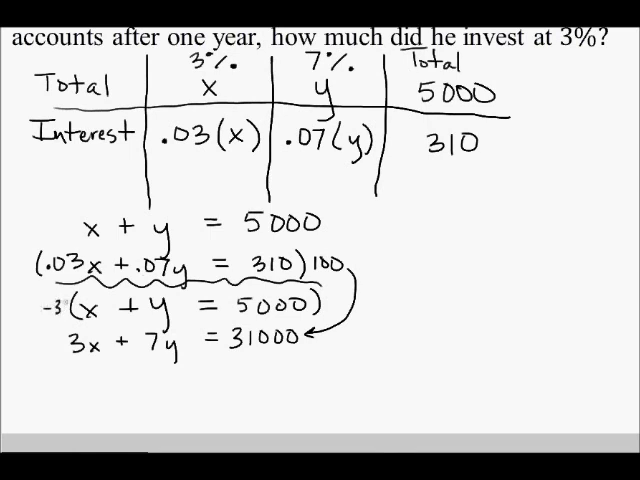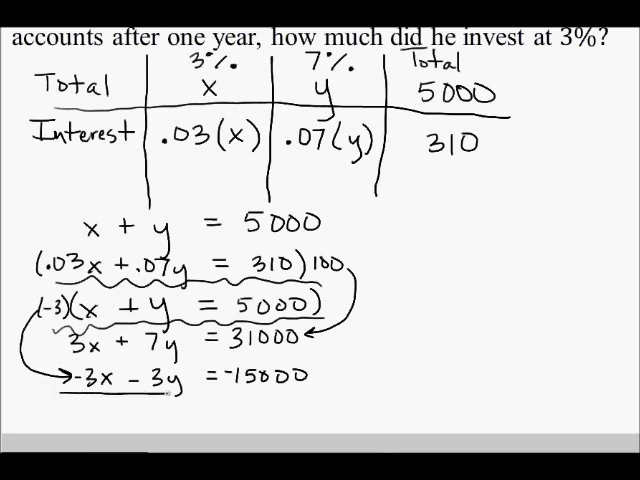And let's do that and write it underneath. And so negative 3 times x gives us minus 3x. Negative 3 times y gives us minus 3y. And negative 3 times 5,000 gives us negative 15,000. Okay, so now these are our two equations we're working with down here, and so let's add those together. So here 3x minus 3x cancels. 7y minus 3y gives us 4y. And 31,000 minus 15,000 gives us 16,000.